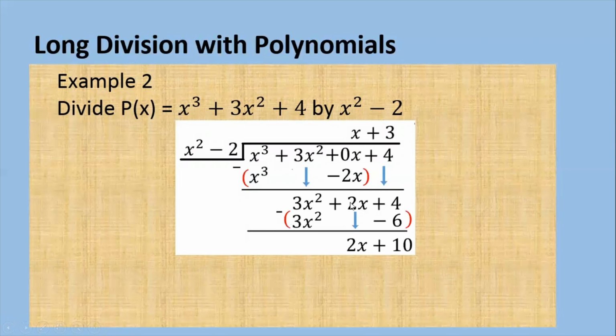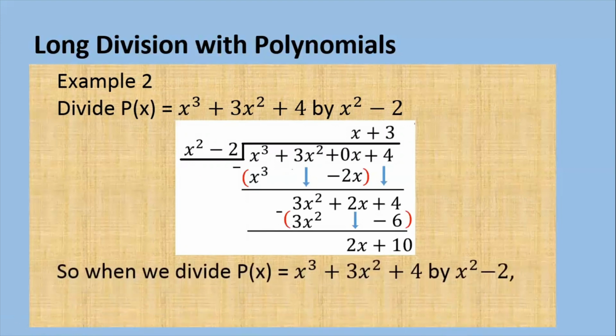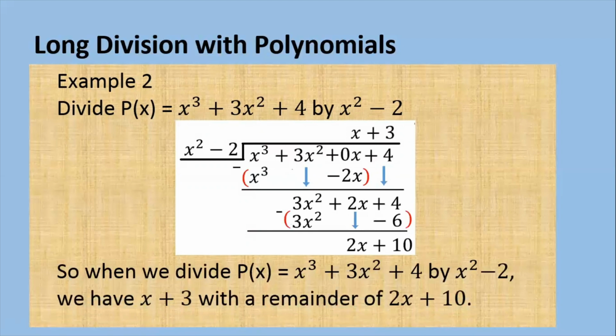Now, what about the 2x? Well, you will carry it down here. So you have 2x plus 10. Can we divide that by x squared? No, you can't. So you need to stop here. Right, so when we divide p of x, which is equal to x cubed plus 3x squared plus 4, by x squared minus 2, what do we have? We have x plus 3. How do we call that? It is a quotient and a remainder of 2x plus 10.